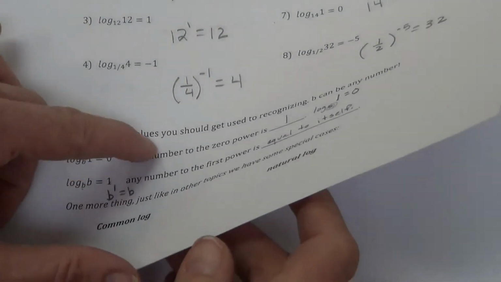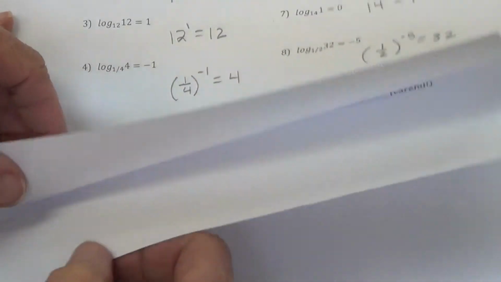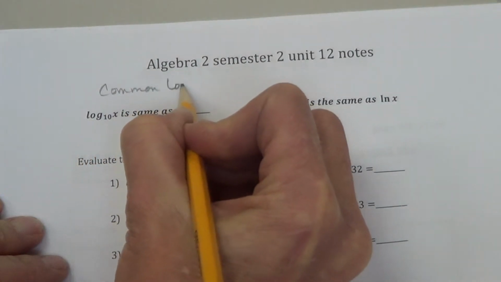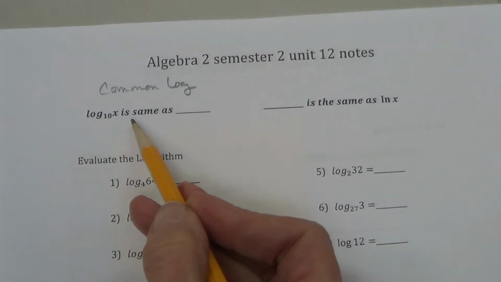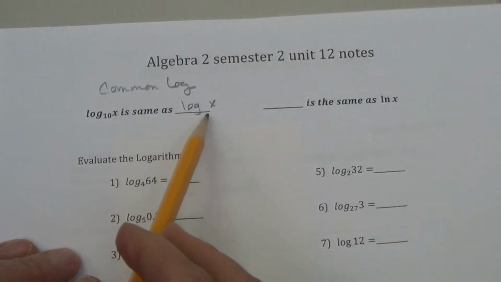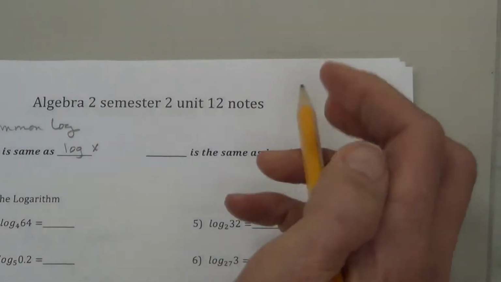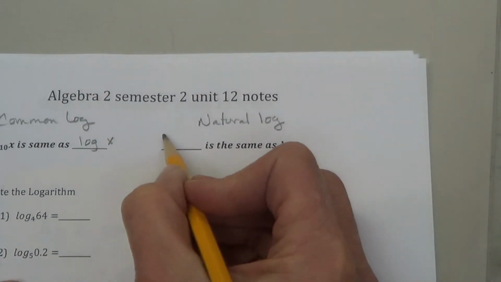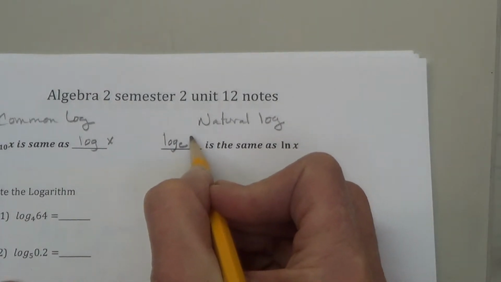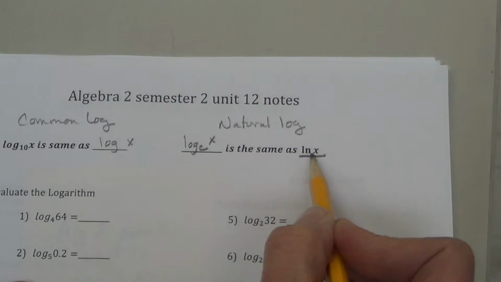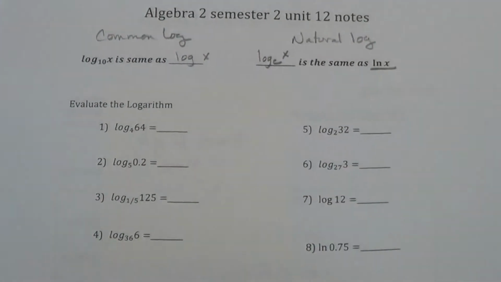Next page, the common log and natural log, printed on the wrong page there. And I don't know that I'm going to get it corrected, so please write it up here. Common log is log base 10 of x, which is also just written as log x. And this is the one that we type into the calculator. Okay? A natural log is log to the base e of x, we just write that as ln x, and you'll see it in the calculator as well. Okay? So now let's solve some logarithms.